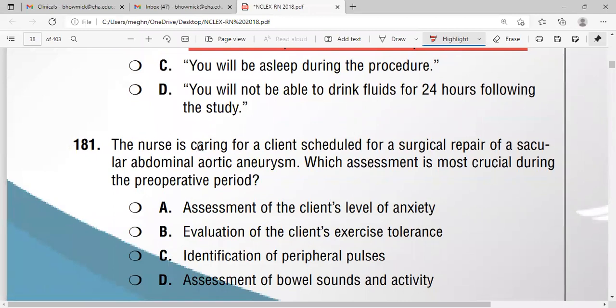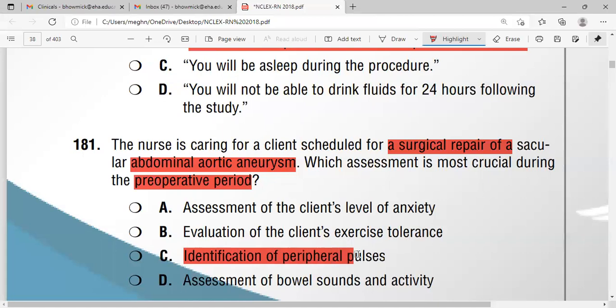Here, the nurse is caring for a client scheduled for surgical repair, right, of an abdominal aortic aneurysm. Which assessment is most crucial during the pre-operative period? Number A, assessment of the client's level of anxiety. Number B, evaluation of the client's exercise tolerance. Number C, identification of peripheral pulses. Number D, assessment of bowel sounds and activities. So the correct answer is number C, identification of peripheral pulses.